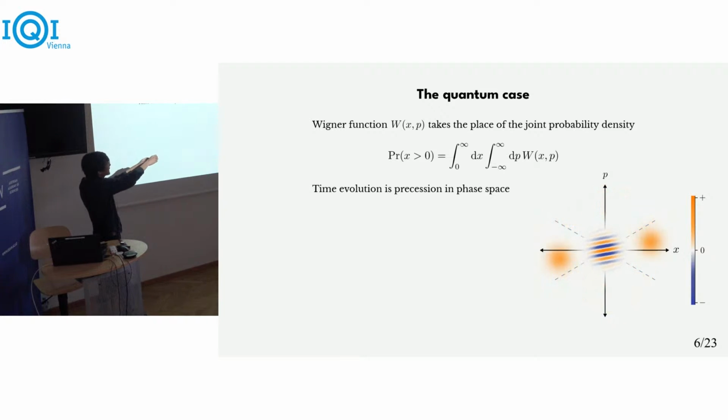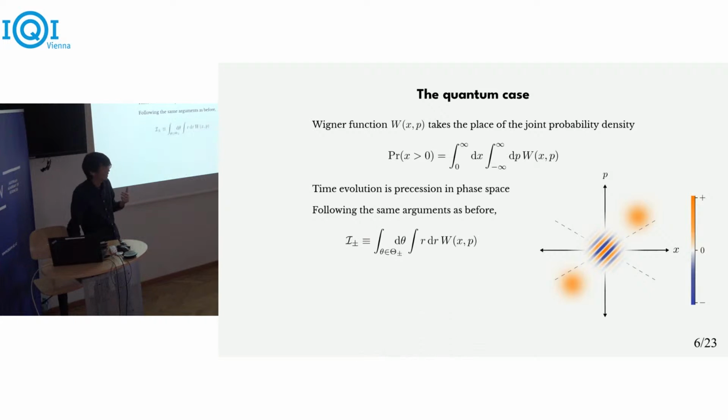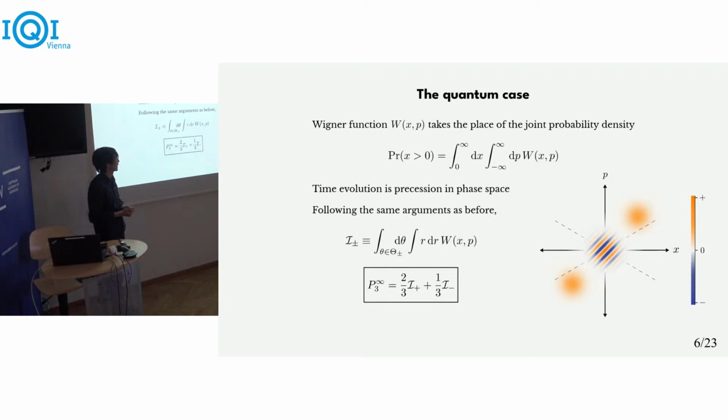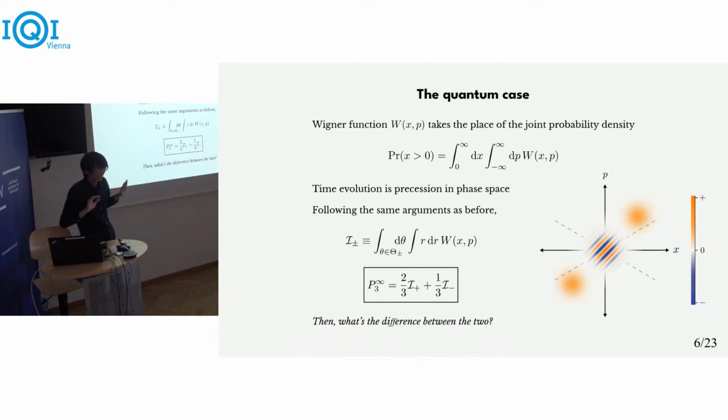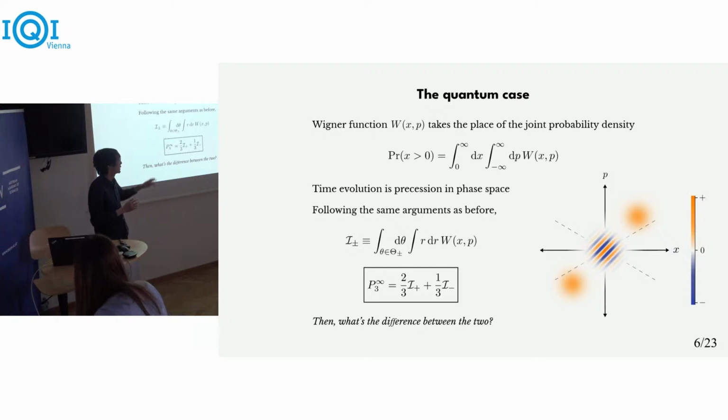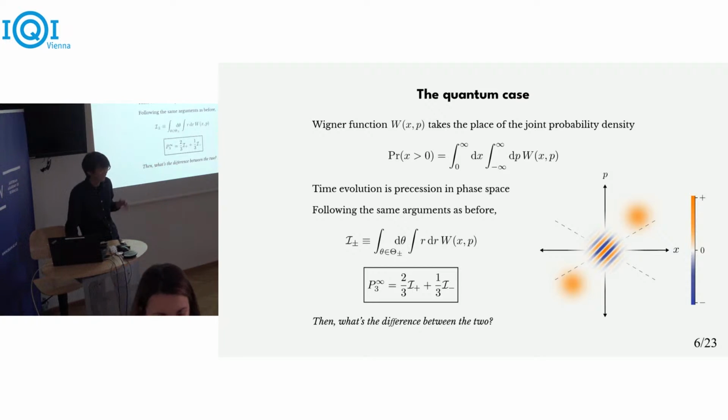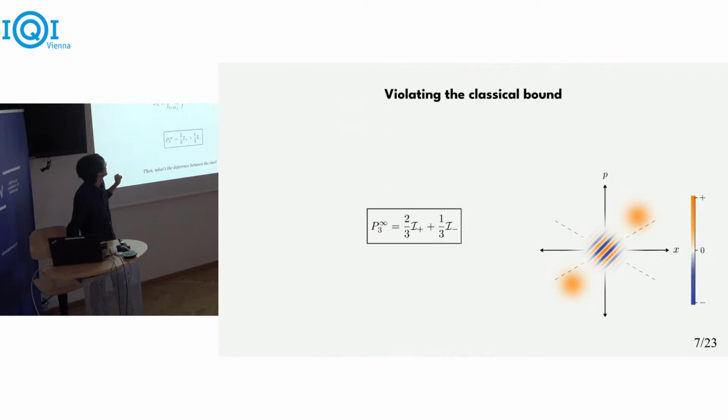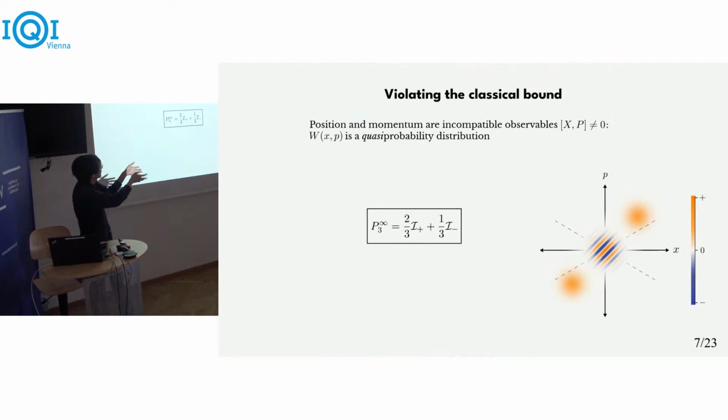So I can track every single point of the Wigner function, and I can repeat the exact same argument I did before. So following the same arguments, I again define the 2 integration regions, I+ and I- over the two regions. And again, the score is just 2/3 of I+ plus 1/3 of I-. So everything here is exactly the same, except that I replace all my probability densities with the Wigner functions. So what's the difference between the two? Well, the difference is that the Wigner function is not really a probability distribution.